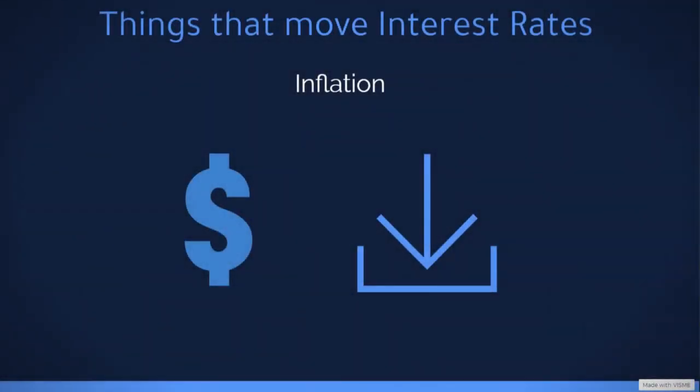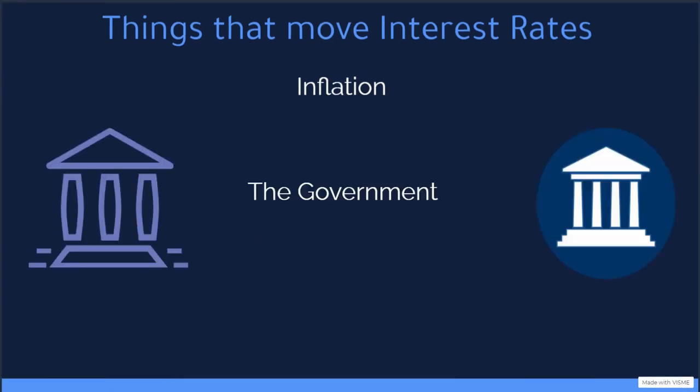Alright, now we're going to talk about things that move interest rates. The first thing is inflation. The higher the inflation rate, the more likely interest rates are to rise. This happens because the lenders will demand higher interest rates as pretty much compensation for the decrease in purchasing power of the dollar value. The next thing that affects interest rates is the government.